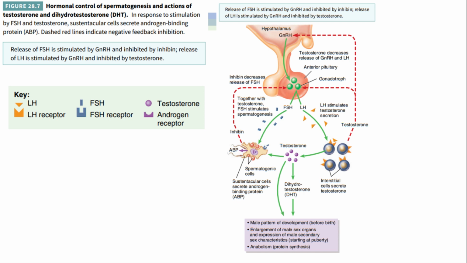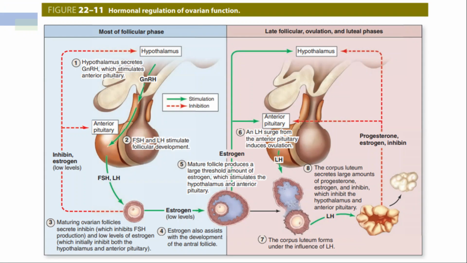Sertoli cells will produce inhibin. Inhibin as well as testosterone have a negative regulatory effect on the production of GnRH and the gonadotropins. Now, let's talk about the regulation of oogenesis in females. Just like in males, the process starts with the hypothalamus which produces GnRH.